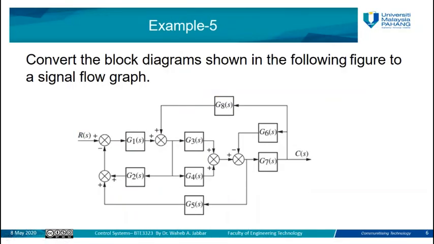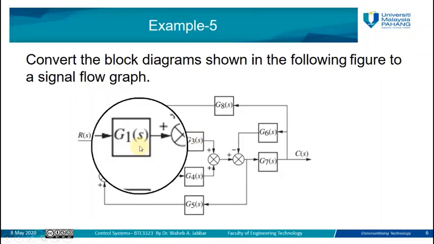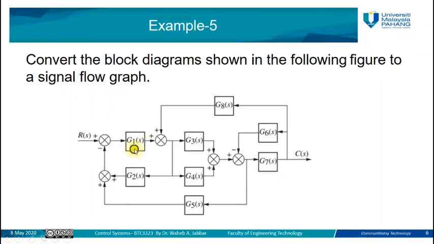Now we have one example here, of how we can convert a block diagram into a signal flow graph. So here we have a block diagram which consists of multiple subsystems, G1, G2, G3, 4, 5, 6, 7, 8. We have 8 subsystems here. So we need to convert this block diagram into a signal flow graph. So first we need to identify the location of the nodes. Then we need to draw the interconnection or the branches between nodes, which connect from one node to another node.